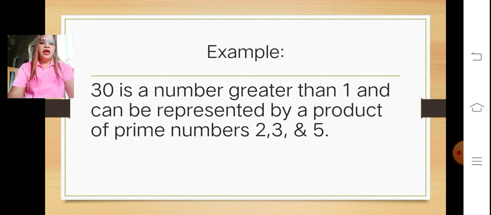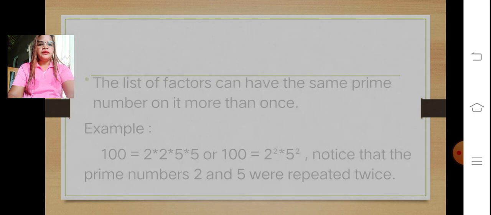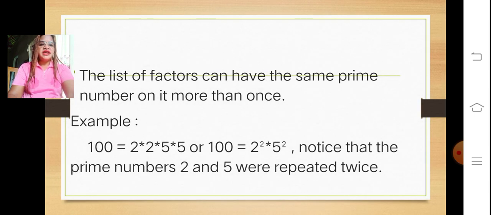For example, 30 is a number greater than 1 and can be represented by a product of prime numbers such as 2, 3, and 5. The list of factors can have the same prime number on it more than once. For example, the prime factors of number 100 are 2 times 2 times 5 times 5, or 100 is equal to the square of 2 times the square of 5. Notice that the prime numbers 2 and 5 were repeated twice.